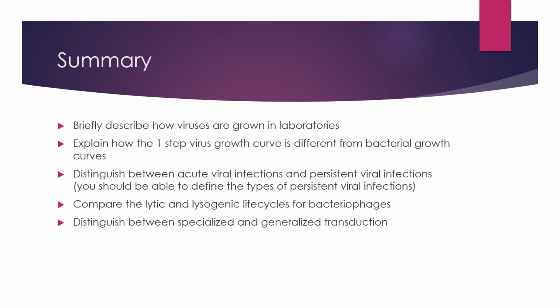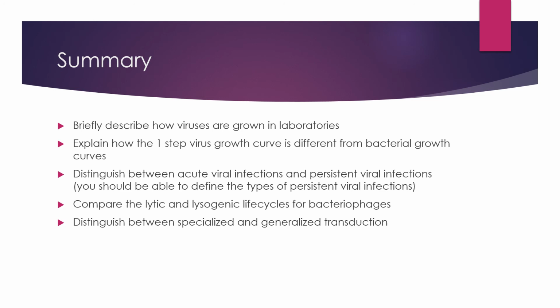So this brings us to the end of Chapter 13. In this video, I've briefly described how viruses are grown in laboratories, and I've talked about the one-step virus growth curve and somewhat compared it to the bacterial growth curve. I've also given you definitions for acute viral infections and persistent viral infections. Remember, you need to be able to describe or define the different types of persistent viral infections, so the chronic, the latent, and the slow infection. I've also compared the lytic and lysogenic life cycles for bacteriophages for you, and I've distinguished between specialized and generalized transduction.